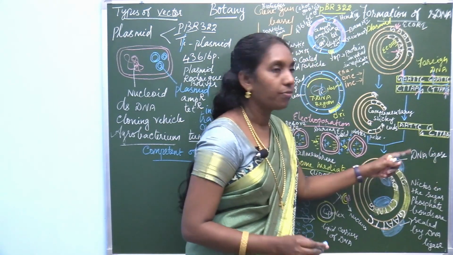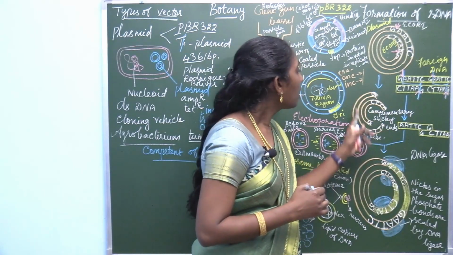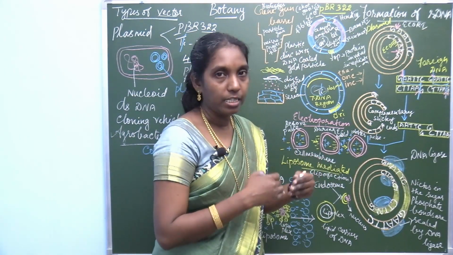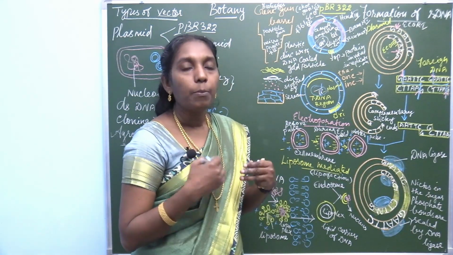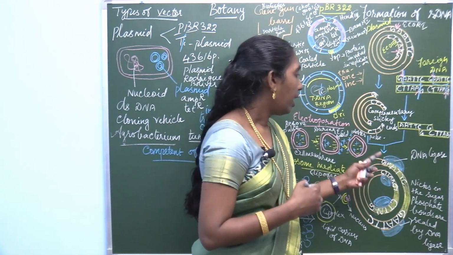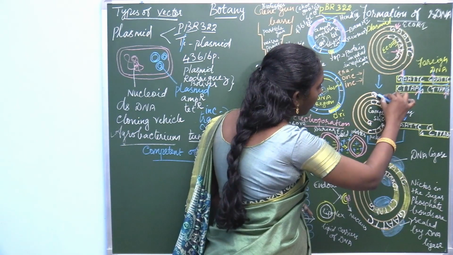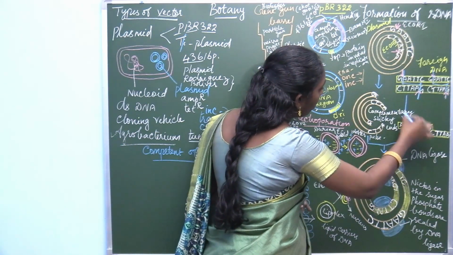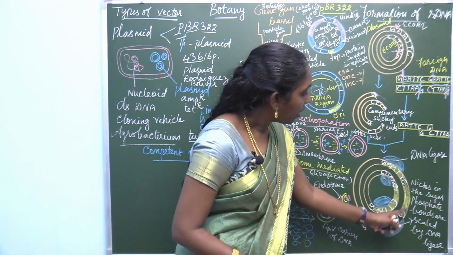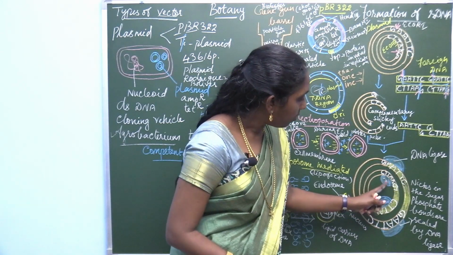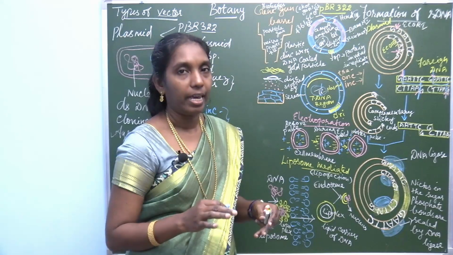This is the sticky end of the isolated, selected DNA. This is the sticky end of the plasmid. Both are going to join by means of the enzyme DNA ligase, and these ends are joined here. The nicks in the sugar phosphate bonds are sealed by DNA ligase.